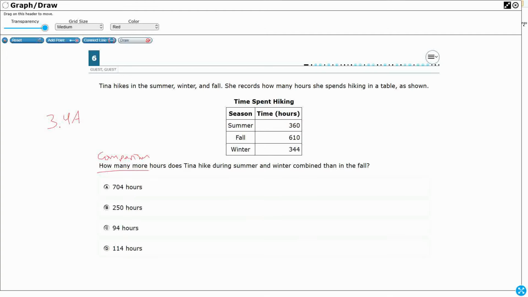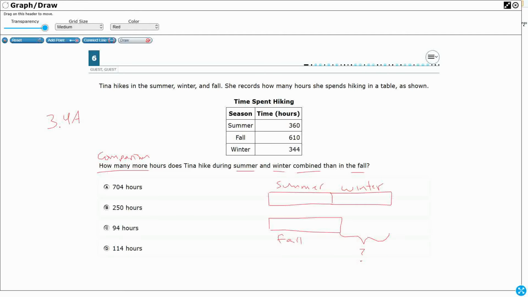Does Tina hike during the summer and winter combined? Okay, so I'm going to do summer and winter combined, then in the fall. So I'm going to draw my strip diagram with 2 different bars here because I'm going to combine my summer and winter. I'm going to compare it to fall, and I'm looking for the difference. That's what I'm looking for.